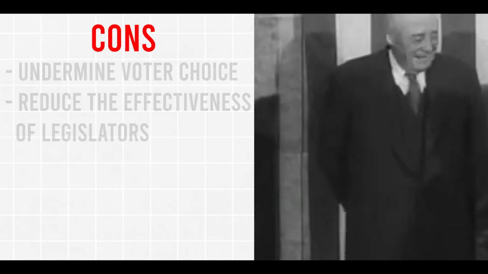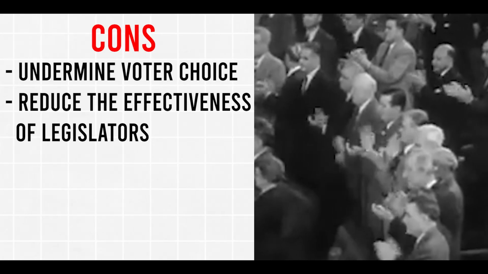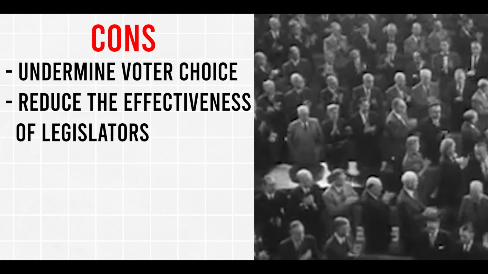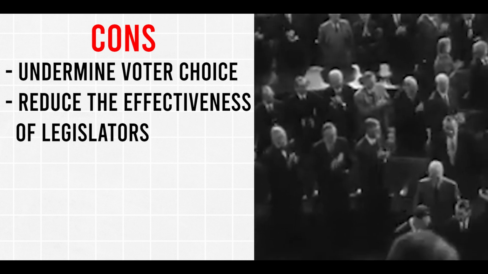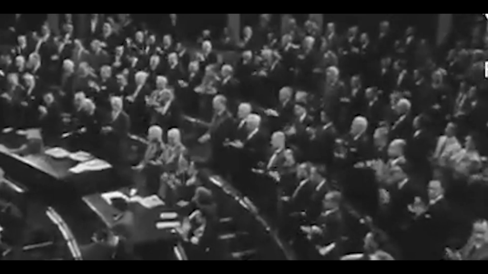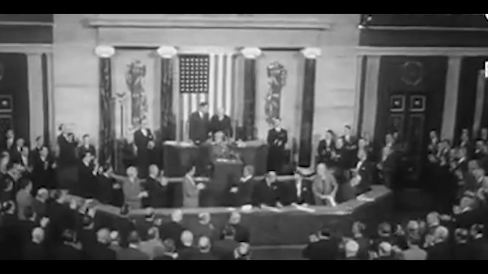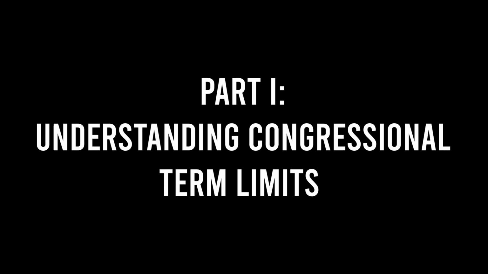At the same time, critics of term limits argue that they undermine voter choice and reduce the effectiveness of legislators by cutting short valuable experience. Today, we'll take a closer look at why term limits don't currently exist in Congress, review historical attempts to introduce them, and discuss the pros and cons of implementing such a system. First, let's break down the basics.